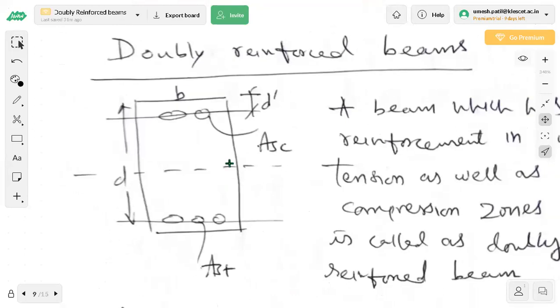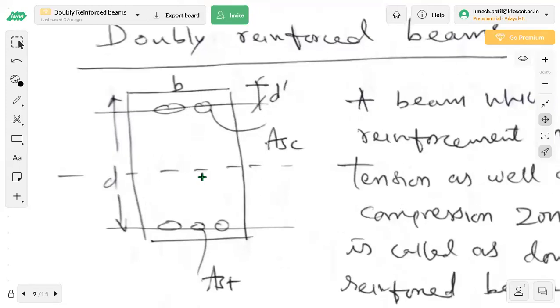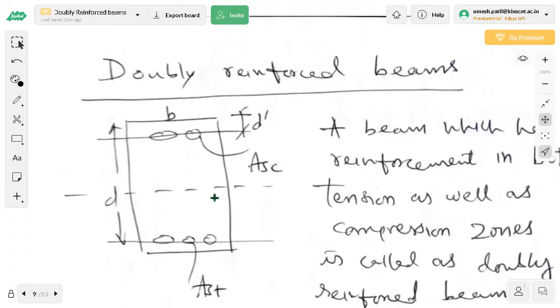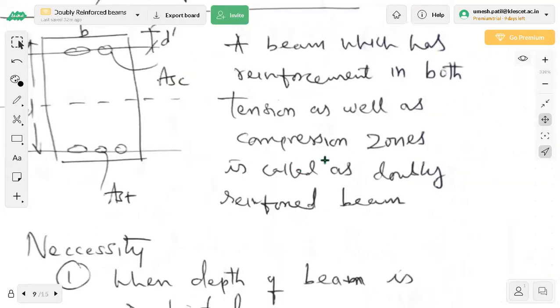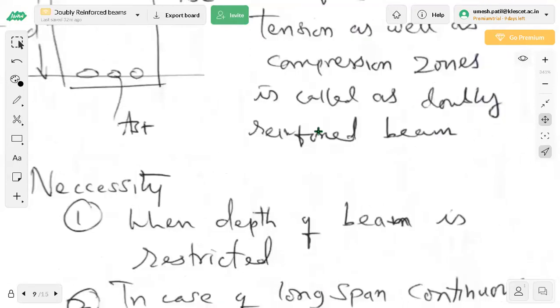In this beam, there are 3 bars in the tension zone, which we have studied in the previous classes. If I put steel bars in the compression zone also, it is a simply supported beam, not a cantilever beam. The compression zone is above the neutral axis. So if I provide steel rods in the compression zone in addition to the tension zone, it is called a doubly reinforced beam. It means it has reinforcement bars in both compression as well as tension zones.